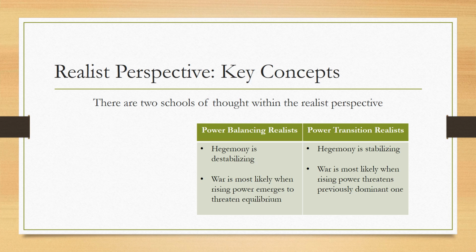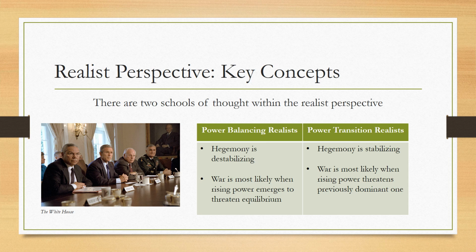To draw a comparison to the real world, President George W. Bush's executive cabinet had both schools of realism. Secretary of State Colin Powell, pictured left, was a power balancing realist, while Vice President Dick Cheney, pictured right, was a power transition realist.